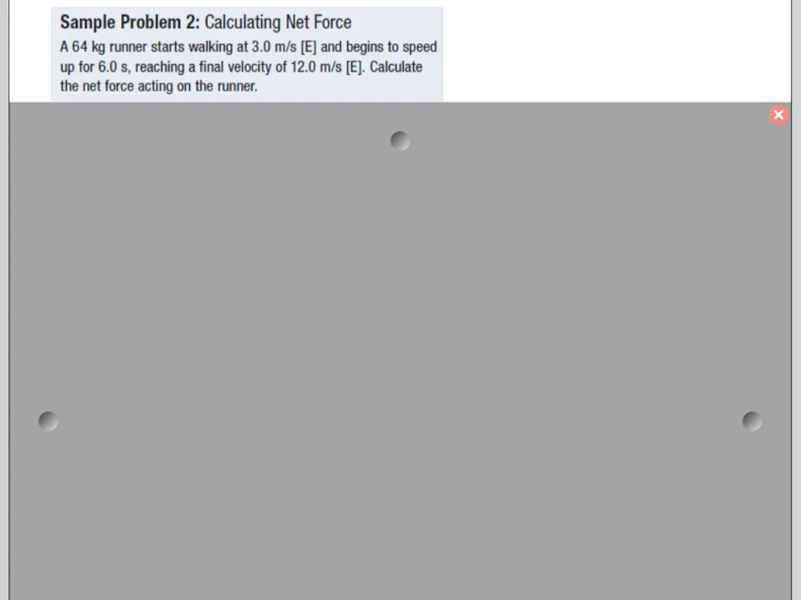Second question, calculating net force. A 64 kilogram runner starts walking at 3 meters per second to the east and begins to speed up for 6 seconds, reaching a final velocity of 12 meters per second. Calculate the net force acting on the runner. There's a bit of information that's hidden here. Here's my F net, and F net requires mass and acceleration. We have mass, check, but we don't have acceleration.